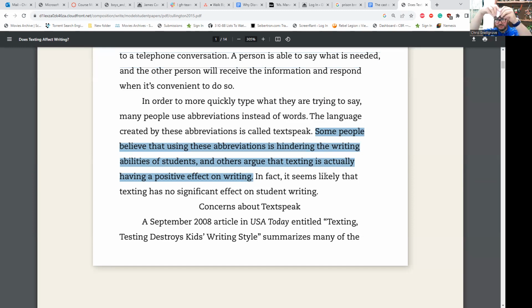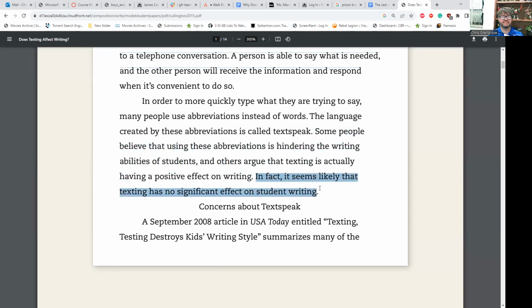Now we're continuing to move down our upside down triangle here. And now we are at the tippy top, the bitty bottom, maybe I should say. That's somebody's screen name, right? Where it's like the thesis, the most specific point of the entire essay. So that's where you give us what you're going to be arguing. In her case, she goes from some people believe this, other people believe that. She's like, in fact, it seems likely that texting has no significant effect on student writing. So that's her thesis.